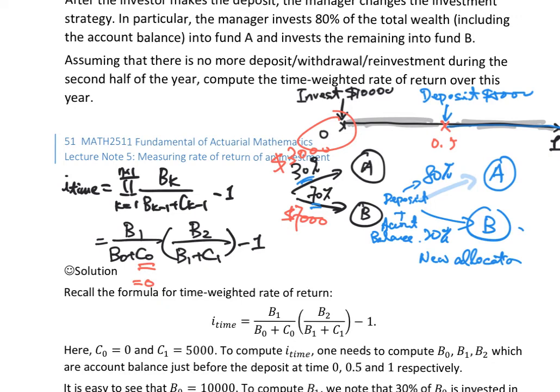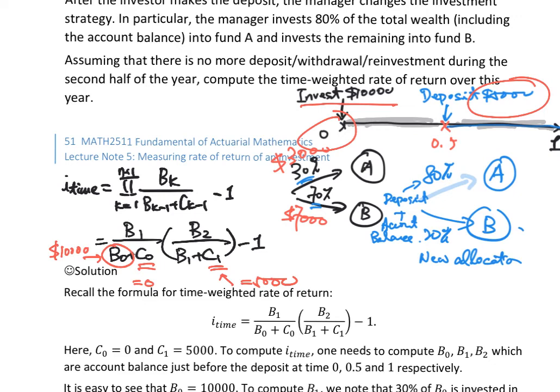And for C1, that will be $5,000. This is your additional deposit. Now the only thing left is to get B0, B1 and B2. For B0, because initially you invest $10,000, this will be your account balance. The only thing left is B1 and B2.